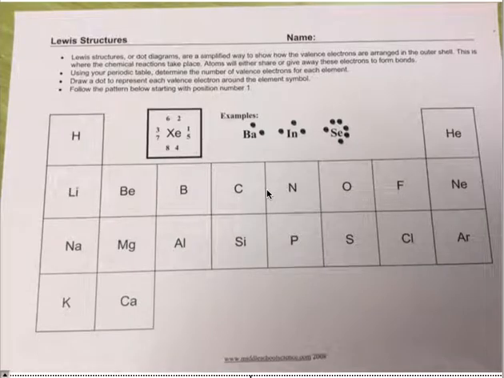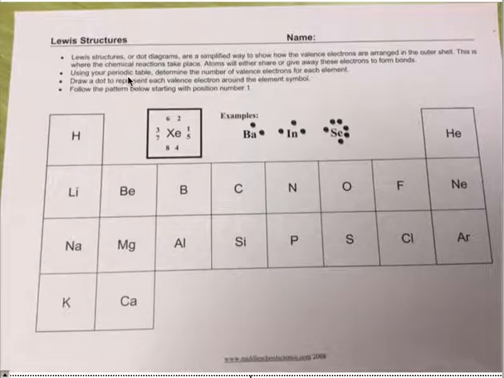You've learned a little bit about what Lewis structures are and how to make them, it's time to do some practice. But first, let's take a little bit of time to review. If you look at the top of your paper, it says that Lewis structures, or dot diagrams, are a simplified way to show how the valence electrons are arranged in the outer shell. This is where the chemical reactions take place, and atoms will either share or give away their electrons to form bonds. Remember, when atoms bond, that's what forms a molecule.